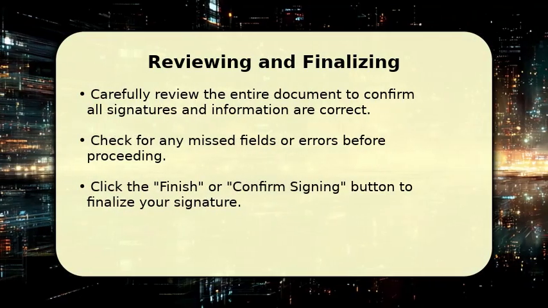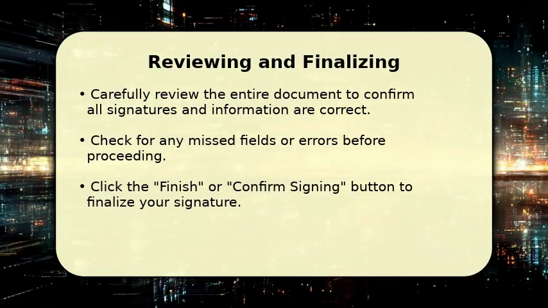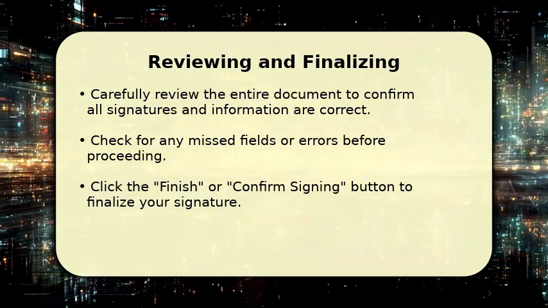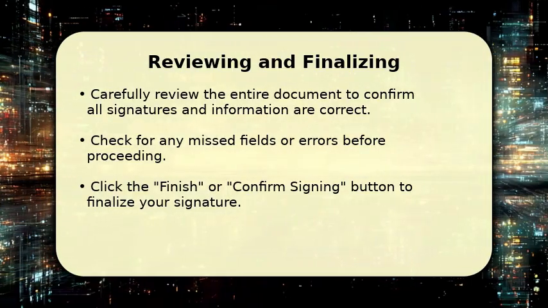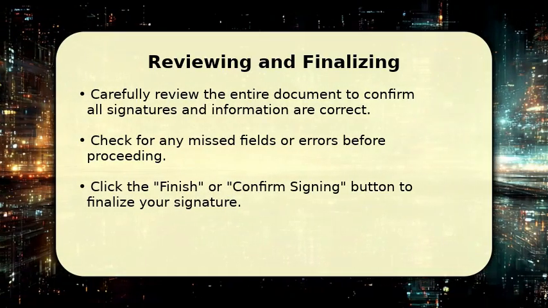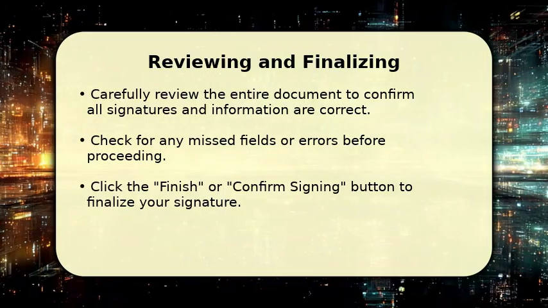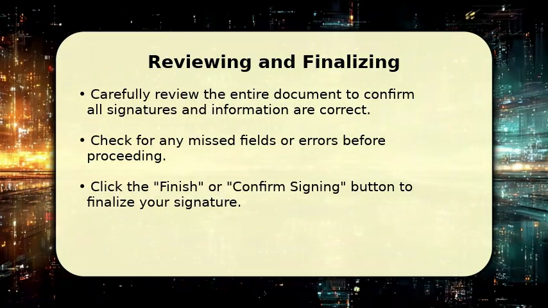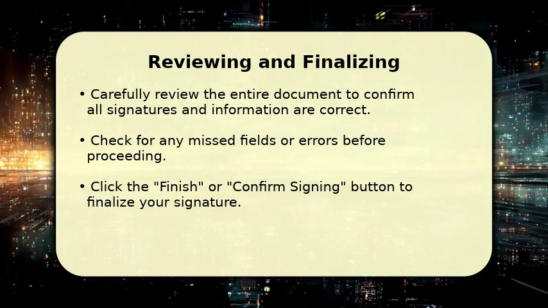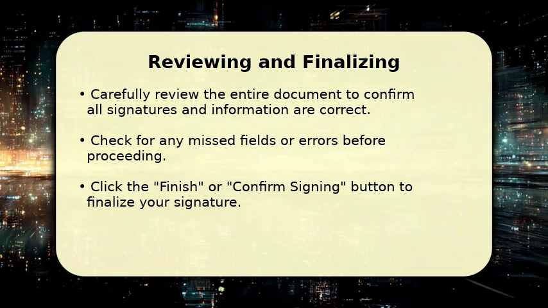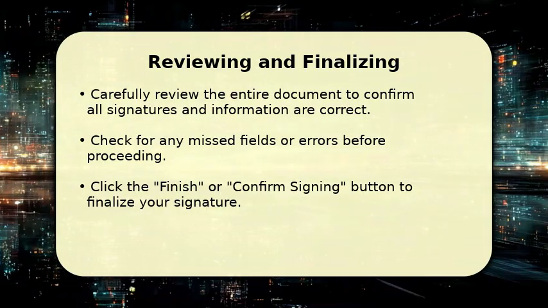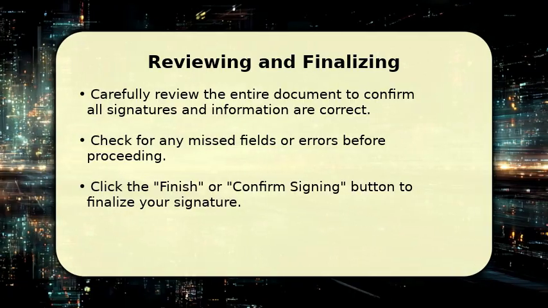After placing all your signatures and initials, it's essential to conduct a thorough review of the entire document. Scroll through each page, carefully checking that all fields are correctly filled and that your signatures and initials are precisely where they should be. Look out for any remaining red outlines, which indicate uncompleted mandatory fields. Once you are completely satisfied that everything is accurate and complete, click the Finish or Confirm Signing button to finalize your signature and secure the document.